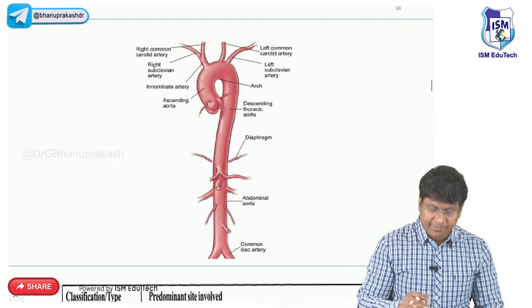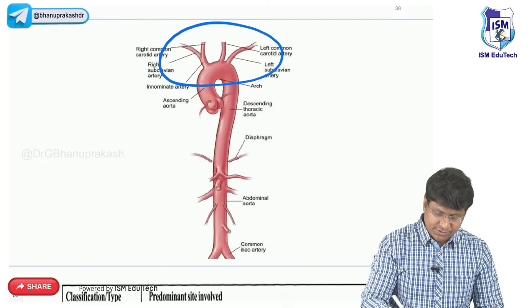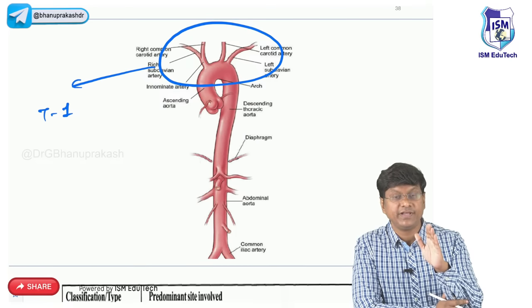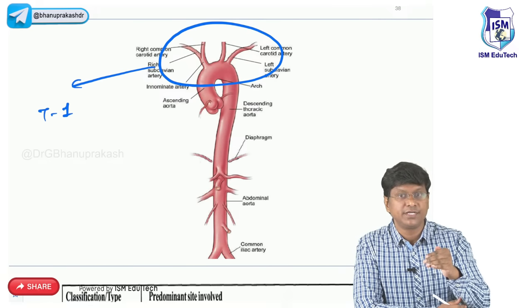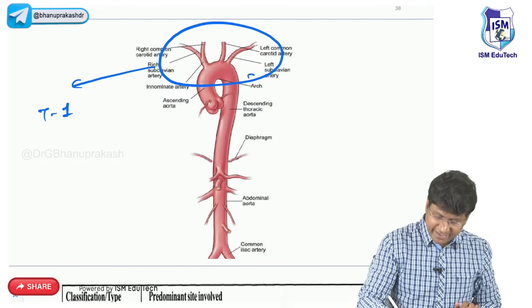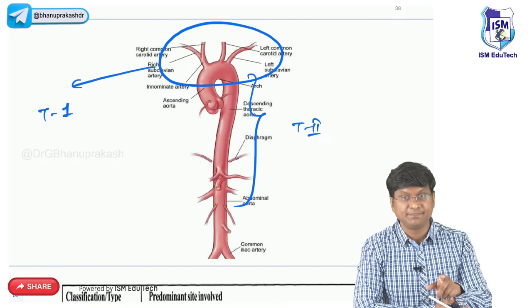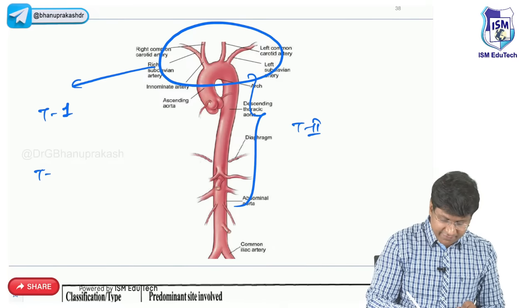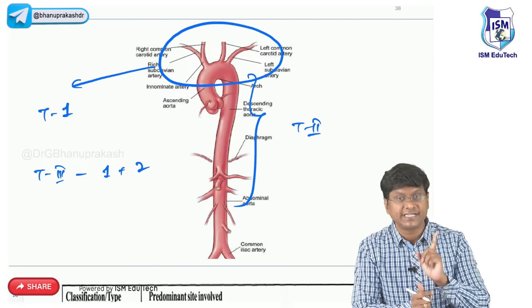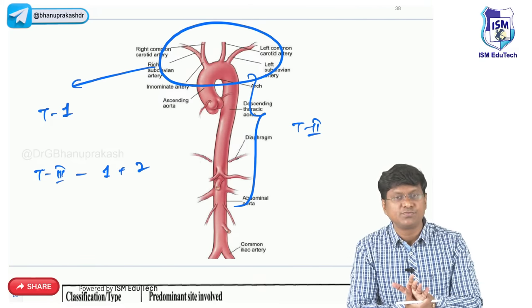Now, what exactly is your type 1? Type 1 is where there is involvement of the arch of aorta and its branches. Then, what is your type 2? Type 2 is where there is involvement of the thoracoabdominal aorta and its branches, with or without the renal arteries being involved. Whereas in type 3, you have the manifestations of both 1 and 2. That means there is involvement of the arch of aorta as well as the thoracoabdominal aorta. And that is what is most common in India.